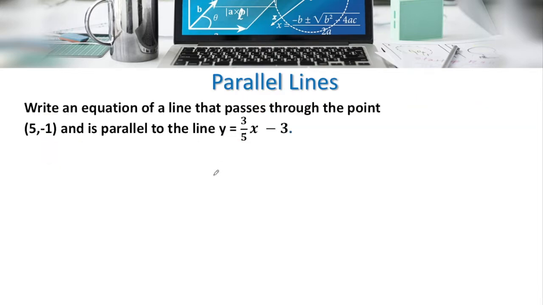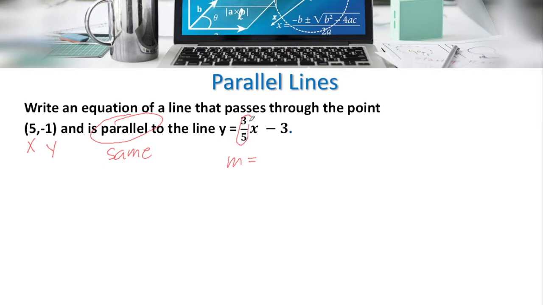calculator. How do you write an equation of a line given a point and an equation? First, let us label this as x and y. And this is parallel, then the slopes are the same. So let us identify the slope.